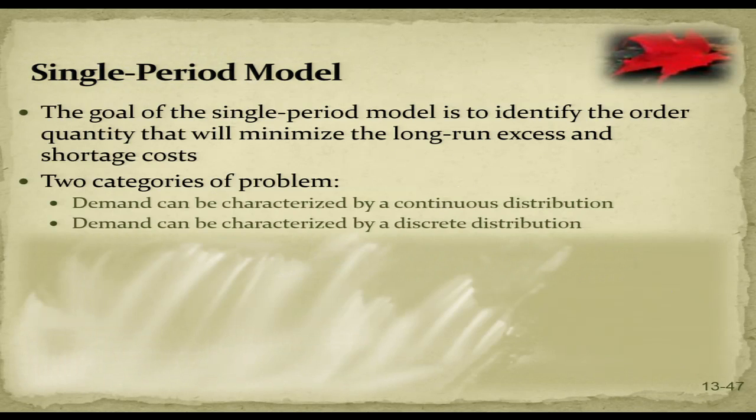Great. The goal of this newsboy model or single period model is to identify the optimal order quantity which will minimize the long run excess and shortage cost. There are two categories we'll consider in this model. The first one is demand following a continuous distribution, for example, a normal distribution or exponential distribution. The second one is demand following a discrete distribution. Anybody can give me some example of a discrete distribution? Nobody remembers?